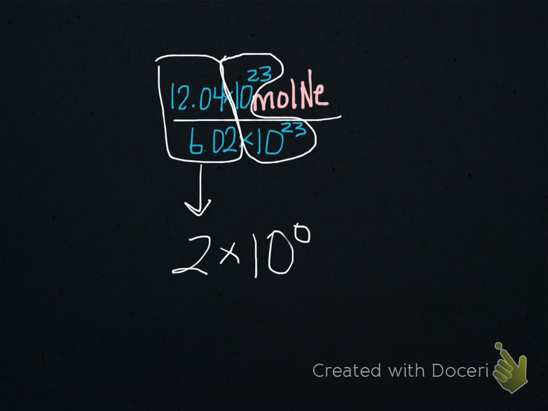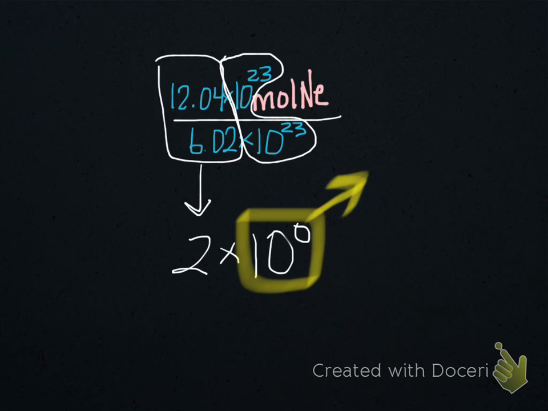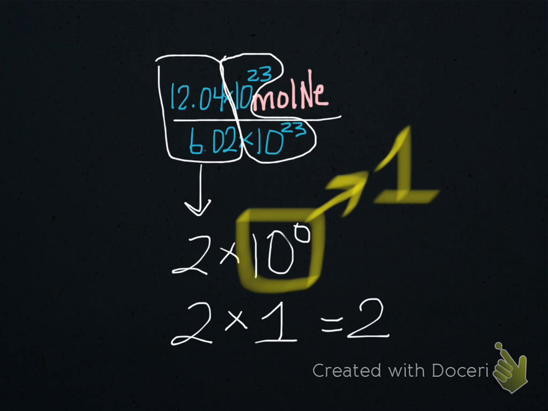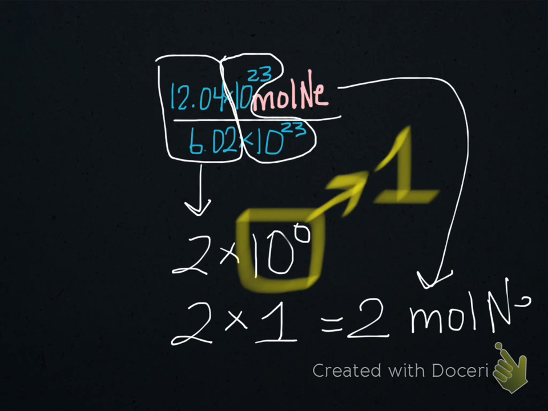Okay, times 10 to the 0. That's actually 1. 10 to the 0 is 1. So now we have 2 times 1, which is just 2. 2 what? 2 mole Ne. That's your answer.